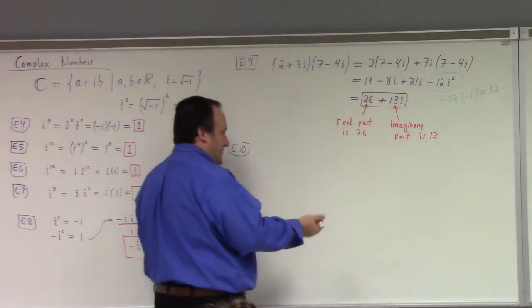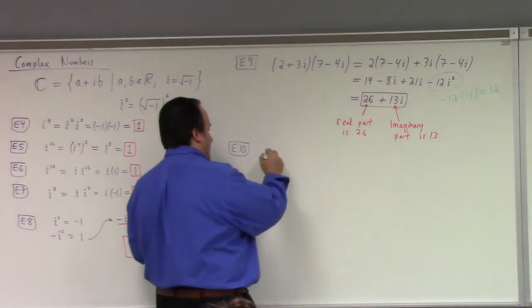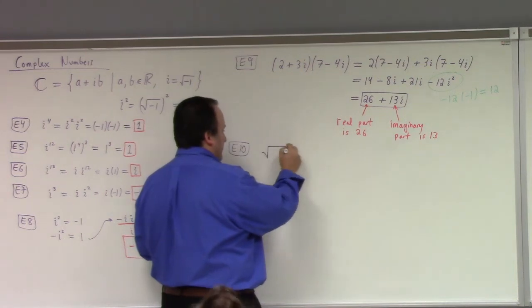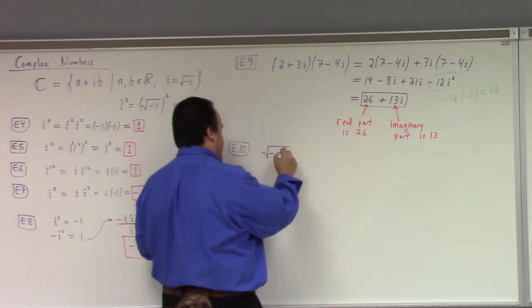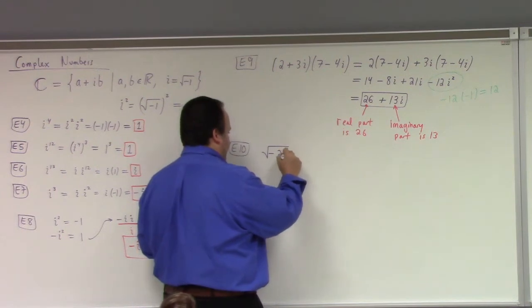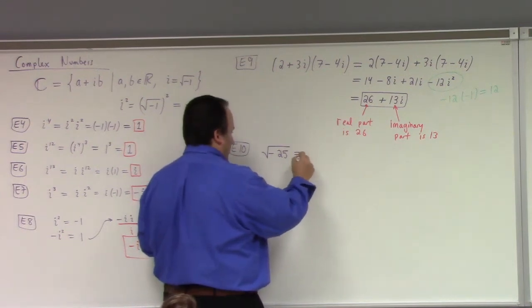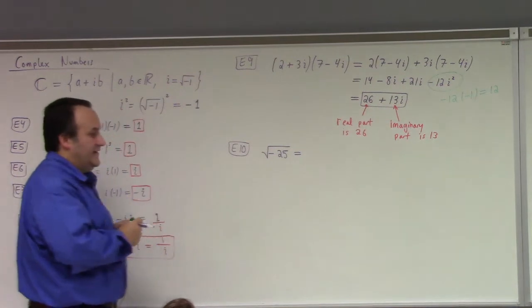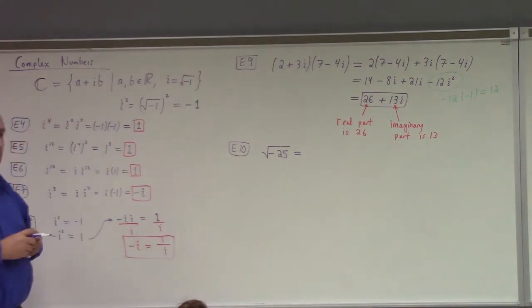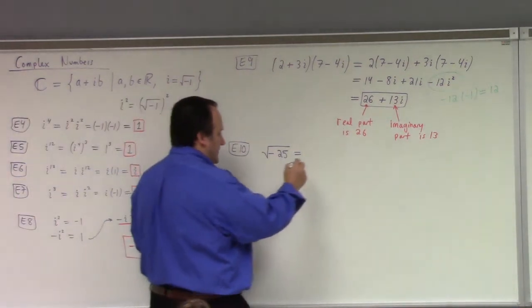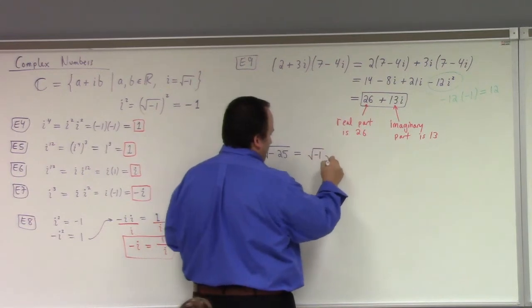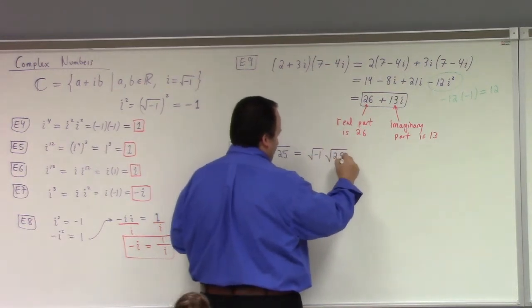If you understand what I'm about to do, this is the main thing. So here we go. Square root of minus 25. All right, I want to simplify that in terms of the i notation. The way this works is this is the square root of minus 1 times the square root of 25.